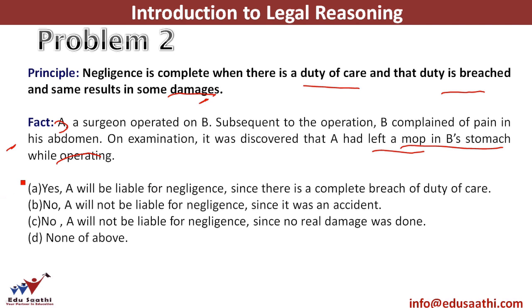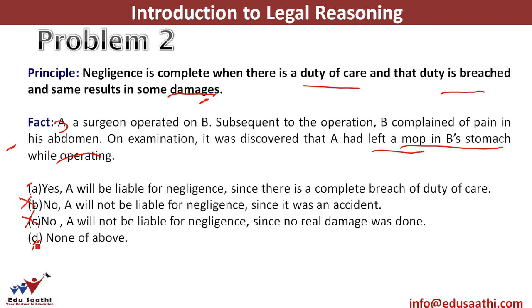So let's take the options and see what is the right example. Yes, A will be liable for negligence since there is a complete breach of duty of care. Yes, this could be an option. Let's take other options also. No, A will not be liable for negligence since it was an accident. No, there was a duty of care and he should have taken proper care while operating, and leaving a mop inside somebody's stomach cannot be an accident. So this is not an option. No, A will not be liable for negligence since no real damage was done. Yes, there was a damage to B, so this could not be an option.